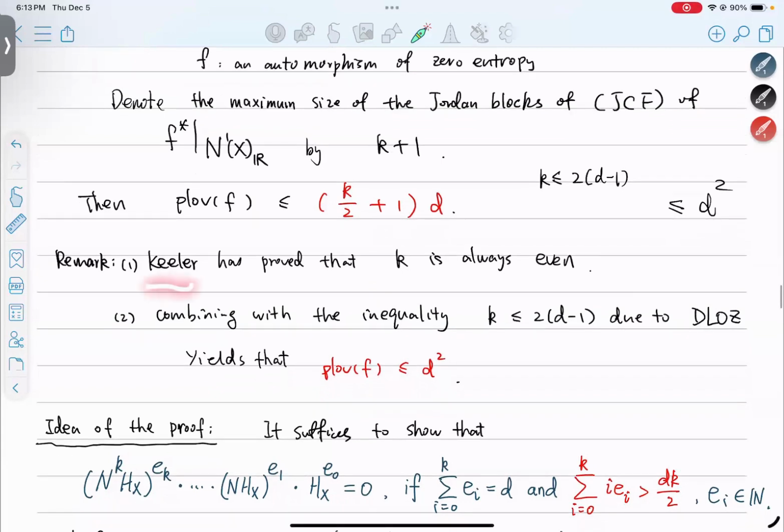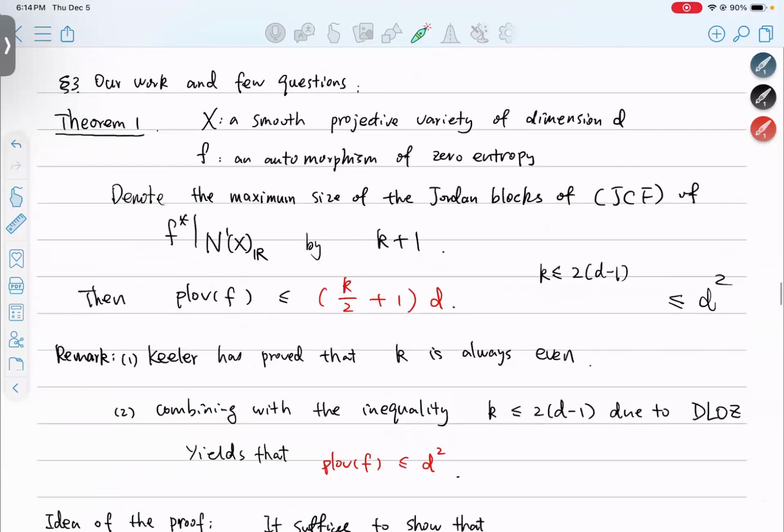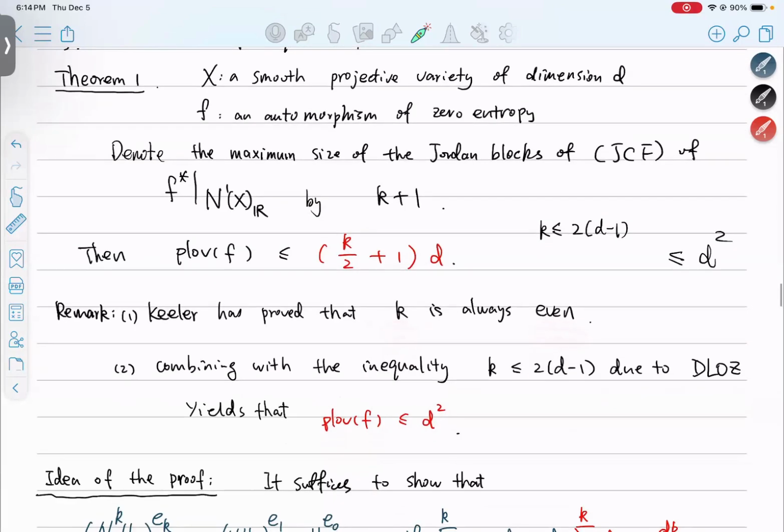So here, first, Kira observed that this integer k must be an even integer. The reason is that if you look at this automorphism f, you can also consider the inverse of f. If you look at this k as the degree growth of f, the degree growth must be positive. So if you look at f inverse, then this k must be an even number.